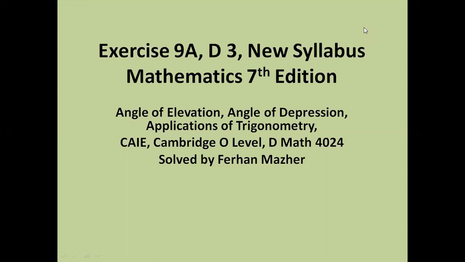We are working on the syllabus, and today we are working on the D3 book. The name of the book is New Syllabus Mathematics 7th edition, book 3, and we have selected exercise 9A. The exercise 9A is basically about trigonometry, and we will have story sums, the word problems, in this exercise. The exercise is about the use of sine, cos, and tan, the trigonometric ratios, and the angle of elevation and the angle of depression.